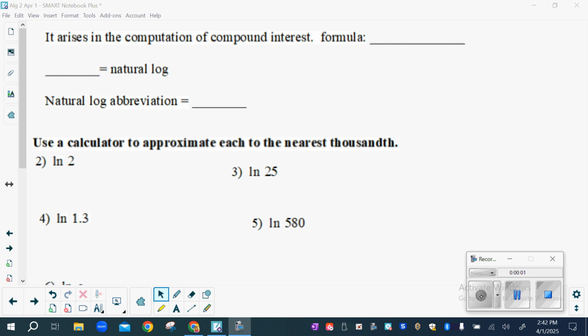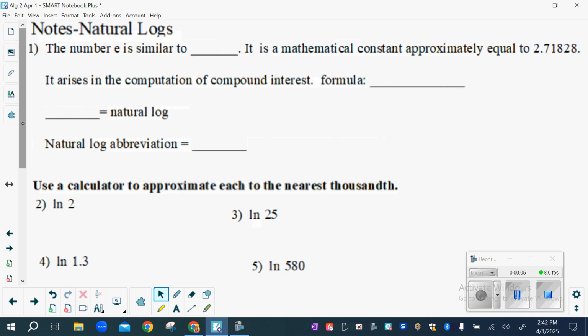So this is a natural log. The number e is similar to pi. Does pi have an ending point? No, it doesn't. It goes on forever. e is the same. And it's this number that comes up again and again in math. Okay? This is what it's approximately equal to.